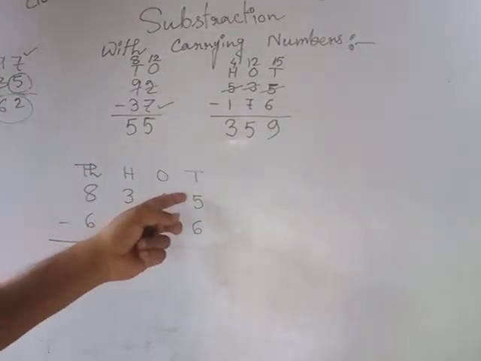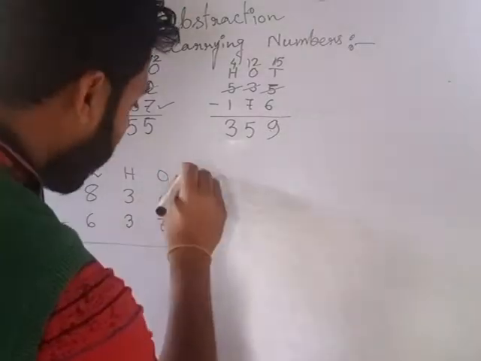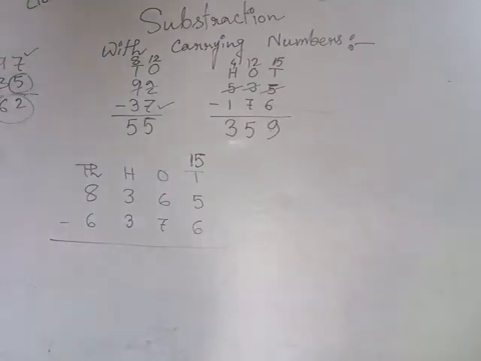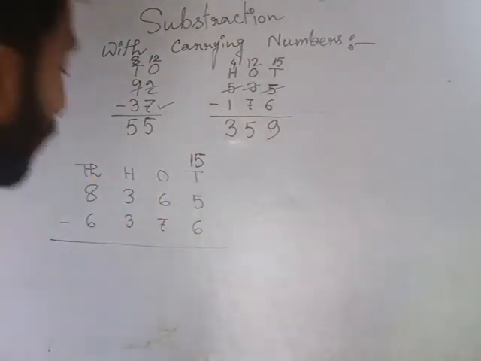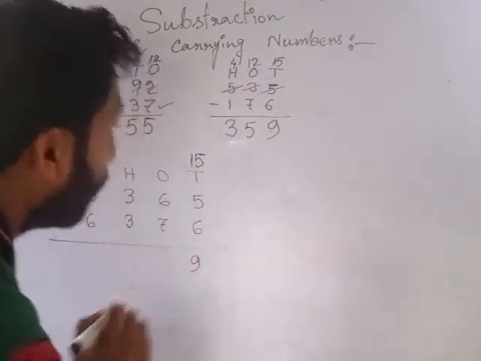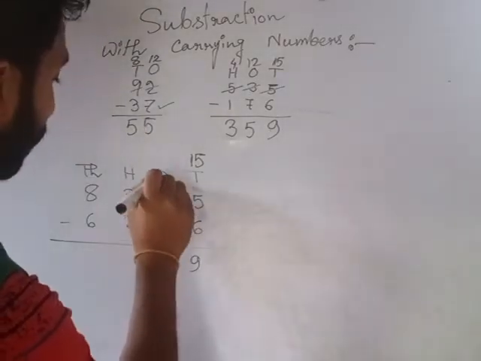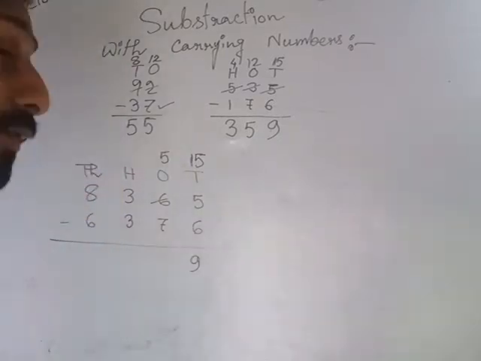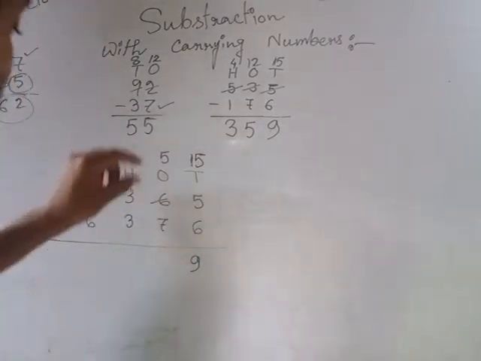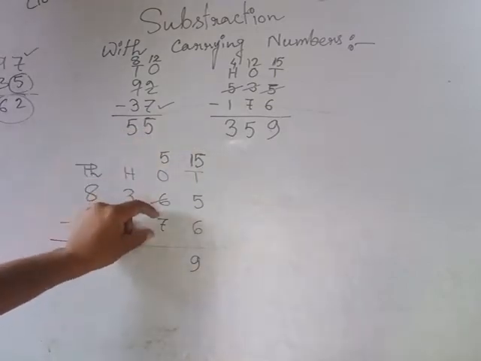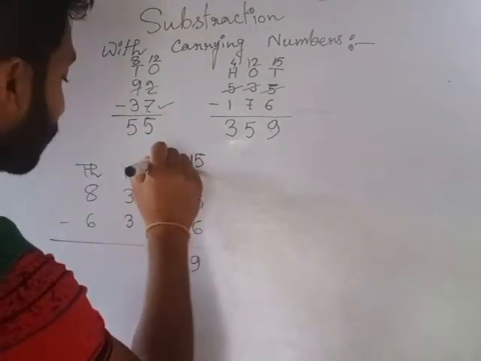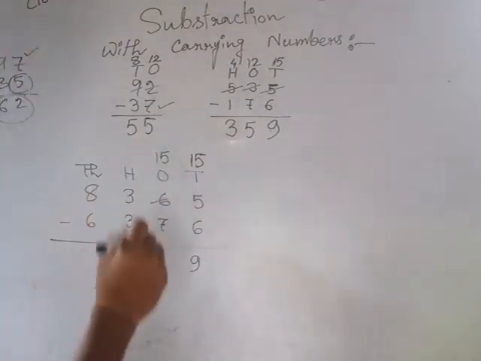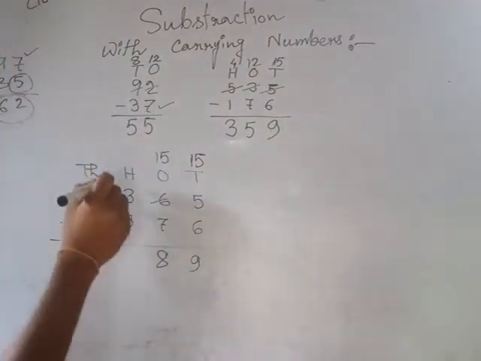6 subtract from 5. Is it possible? No. That's why we should take 5 as 15. 15 minus 6, that is 9. So we should write here 9. Is it possible to subtract 7 from 5? No, because 5 is less than 7. At that time we should take 5 as 15. 15 minus 7, that is 8. After that we should go to the next.